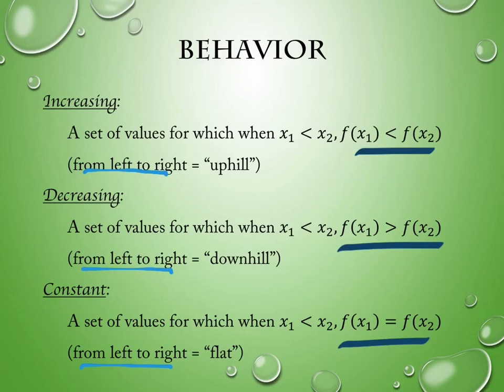So when you're thinking about them visually, increasing looks like you're going uphill. That's what it means, right? I'm going up. Decreasing looks like you're going downhill, going down. And constant means that it looks flat. It's just a consistent surface.